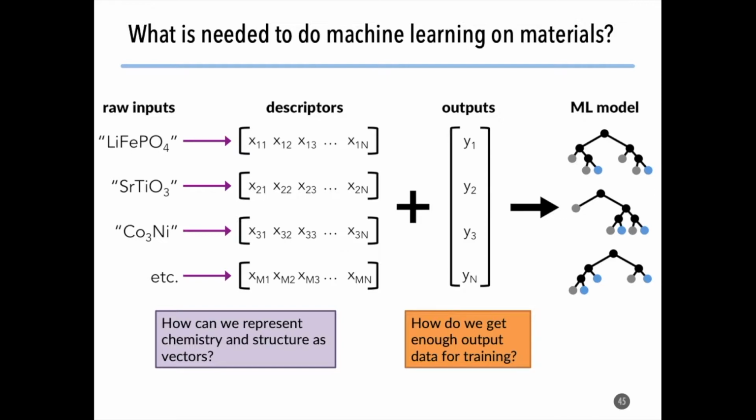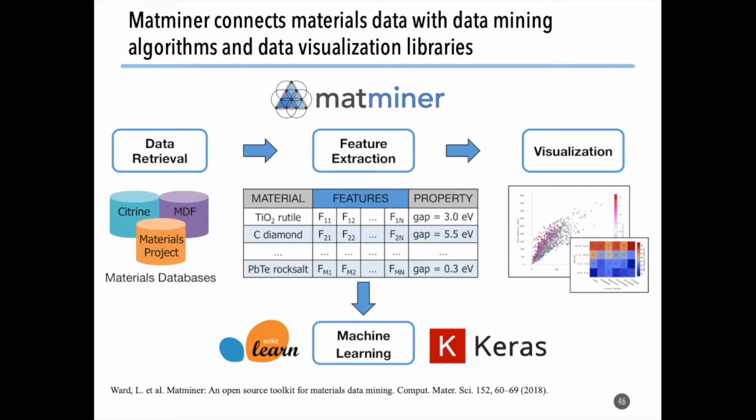Until then, though, people have come up with their own hand-tuned ways to turn these chemical quantities into descriptors. So what we do in MapMiner is we try to make this whole process of doing machine learning on materials much simpler and more of a community effort. And there's a few different aspects of MapMiner. The first thing it allows you to do is to actually get data from many different databases. So you can actually get large data sets from Materials Project, Citrine, or Materials Data Facility, and actually get a data frame or an Excel sheet with a whole bunch of data points in it.